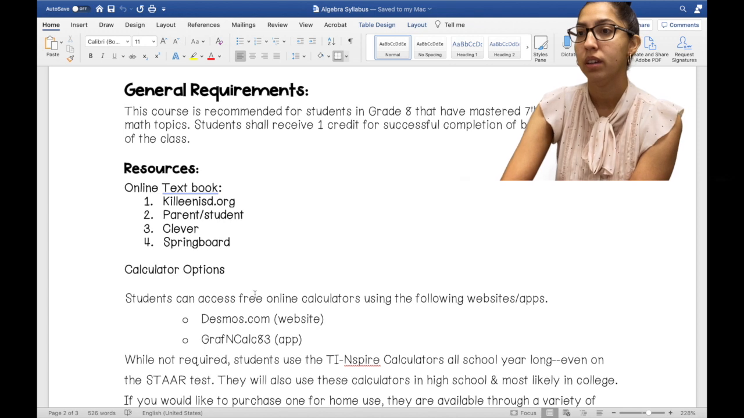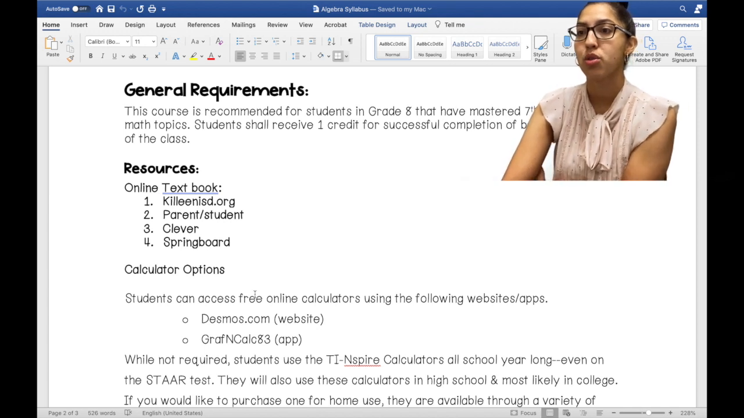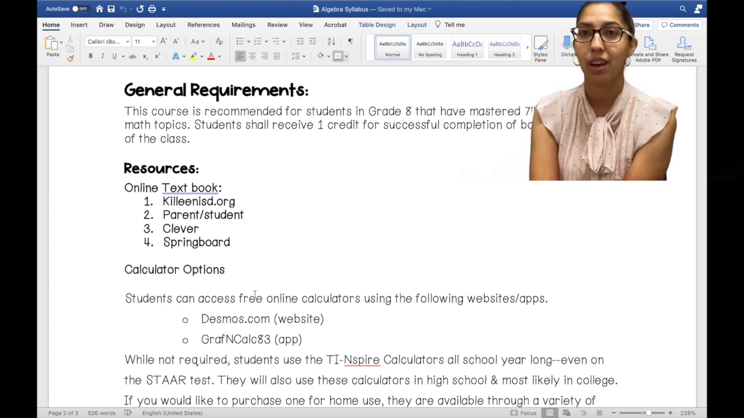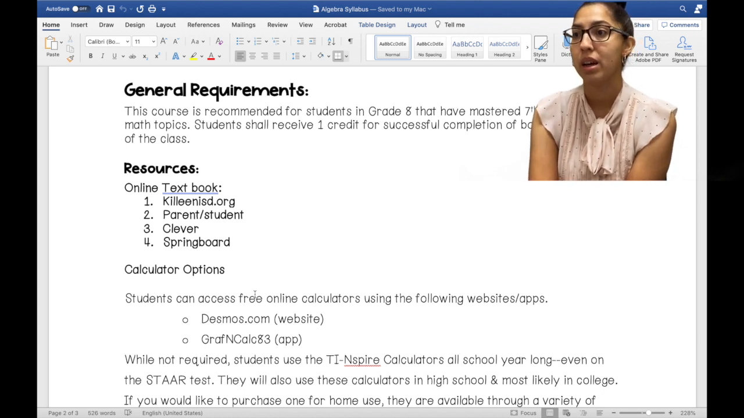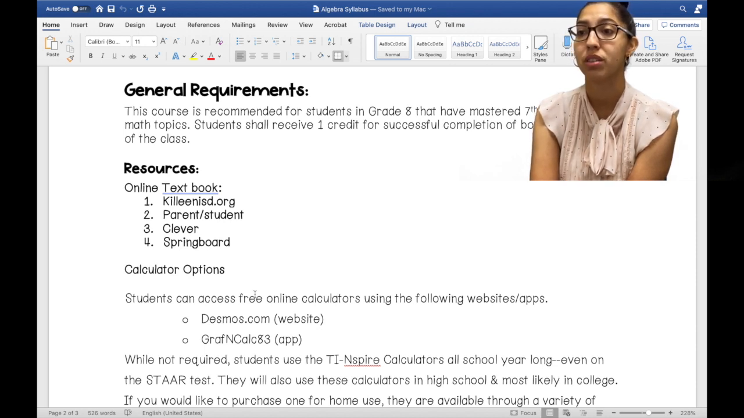Okay, so general requirements. This course is recommended for students in grade 8 that have mastered 7th and 8th grade math topics. So if you are kind of shaky on 7th grade or 8th grade math, that might be a little bit of an issue. After this first 9 weeks, if you feel like it's too hard, then we'll discuss further about what to do then, okay? Students shall receive 1 credit for successful completion of both semesters of the class.